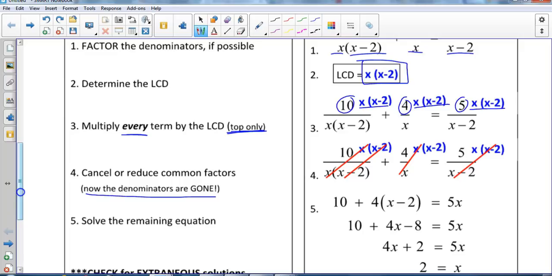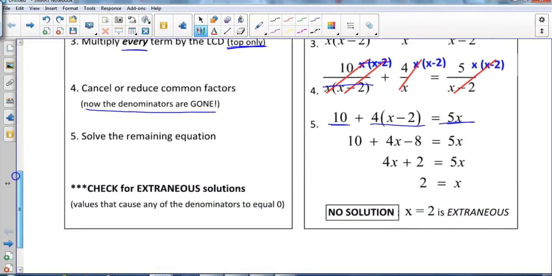Step 4, cancel where you can. So in the first fraction, the entire thing cancels out, leaving just the 10. On the second fraction, the x's cancel out, leaving just the 4 times x minus 2. And on the other side, the x minus 2's cancel out, leaving us with just the 5x. Notice we have no denominators left.